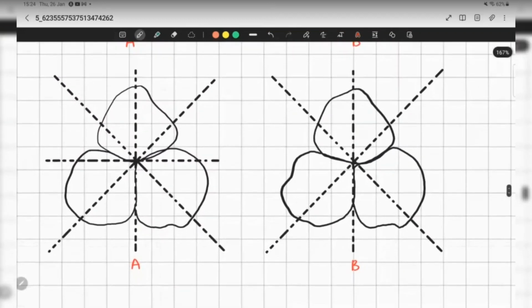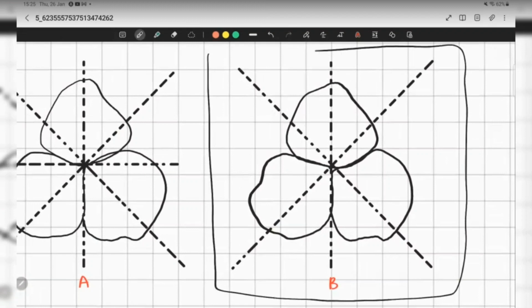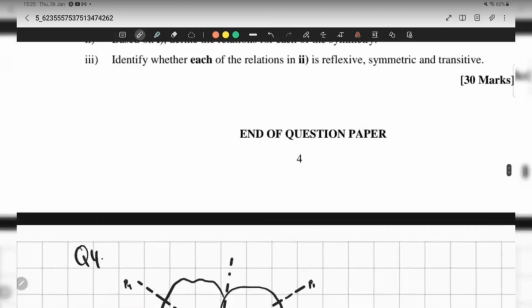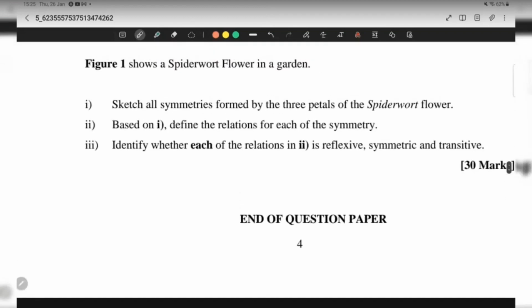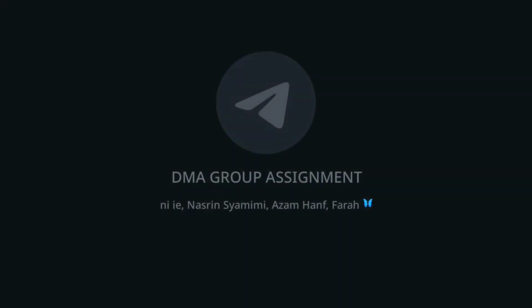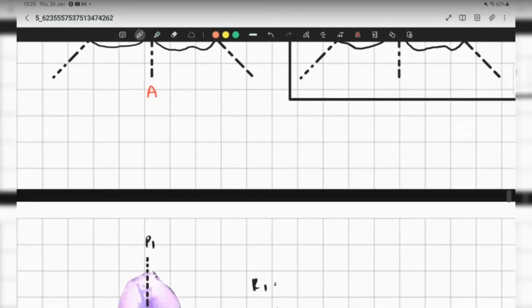So this is our sketch for question number 1. This is our answer for the sketch for question number 1. So next is question number 2: define the relation for each of the symmetry. And number 3: identify whether the relation is reflexive, symmetric, or transitive. So we can go to number 1.